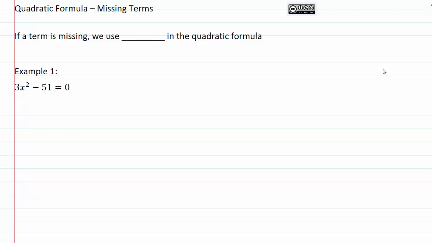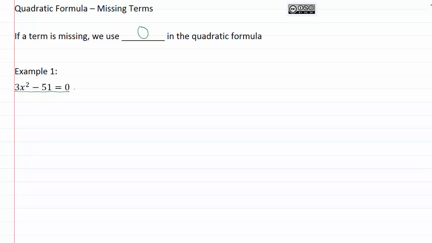Quadratic formula, missing terms. In this video we're going to talk about what to do in a particular case dealing with a quadratic formula. So if we see that a term is missing, we will use 0 in the quadratic formula. For example, right here we have 3x squared minus 51 equals 0. So we're missing a term with a plain x in it.